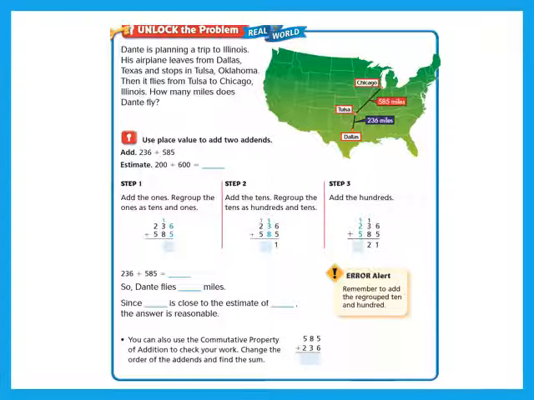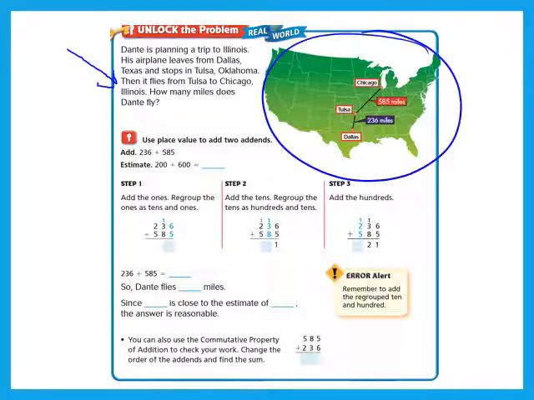Here's the Unlock the Problem from page 29 of your textbook. The word problem says Dante is planning a trip to Illinois. His airplane leaves from Dallas, Texas, and stops in Tulsa, Oklahoma. Then it flies from Tulsa to Chicago, Illinois. How many miles does Dante fly? I can get some information here from this graphic that they've given me. I know that from Dallas to Tulsa is going to be 236 miles, and from Tulsa to Chicago is 585 miles. So I'm going to use place value to add these two addends of 236 and 585.